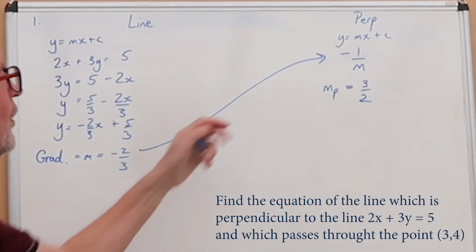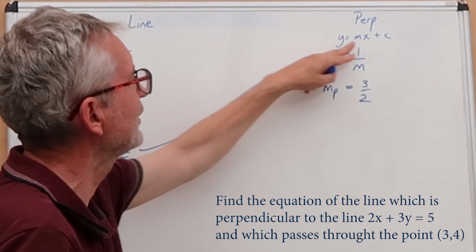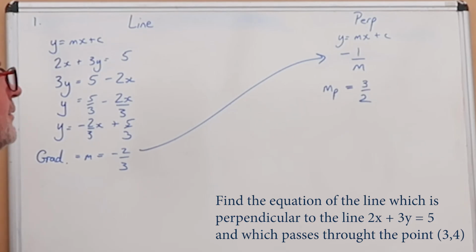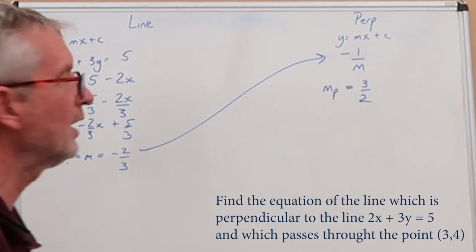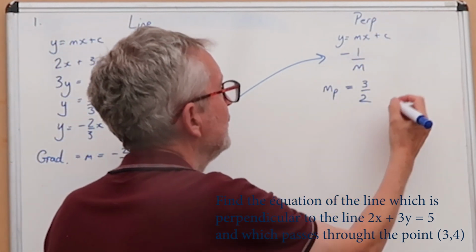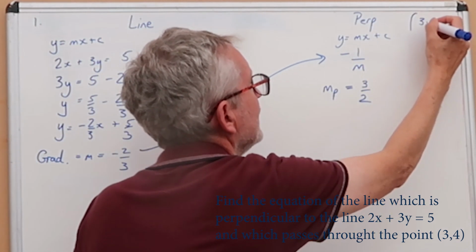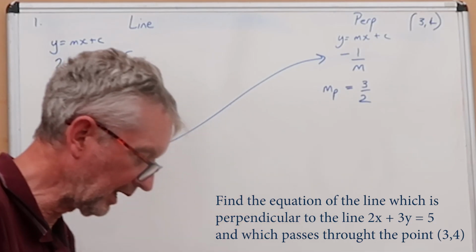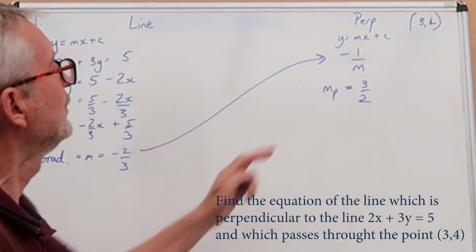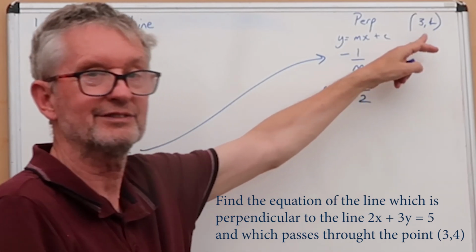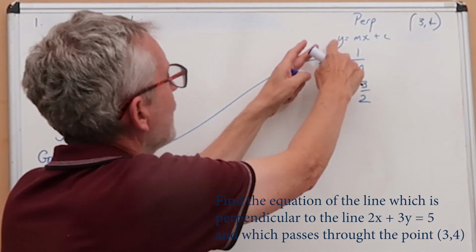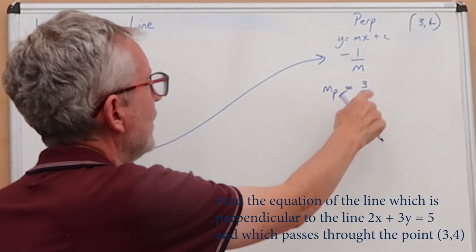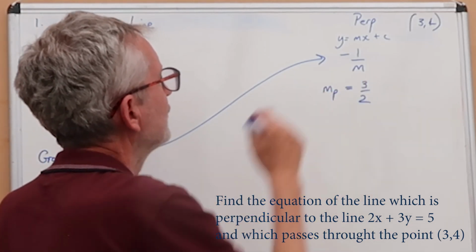So now we've got one of the things that we need to know. We need to find out the other thing, which is c for the perpendicular line. The way we do that is we put in the point that we know. We know it goes through (3, 4), because we're given that in the question. So 4 is the y value, 3 is the x value. If we plug those values into y equals mx plus c, we'll be able to find out what c is. We know what m is as well, it's 3 over 2.